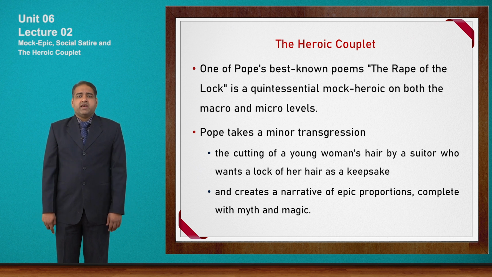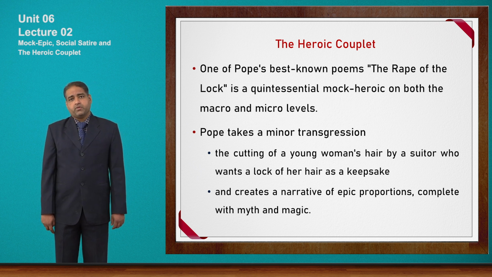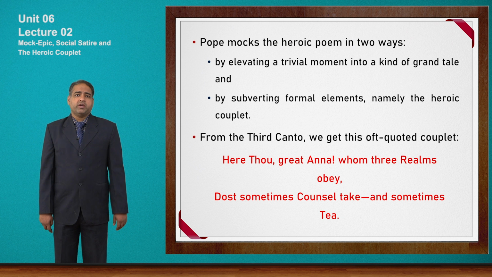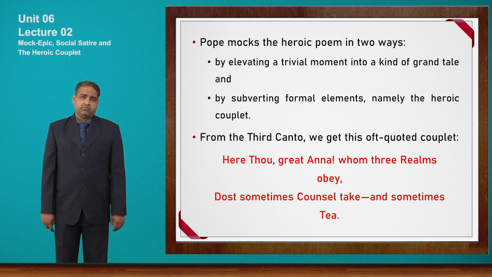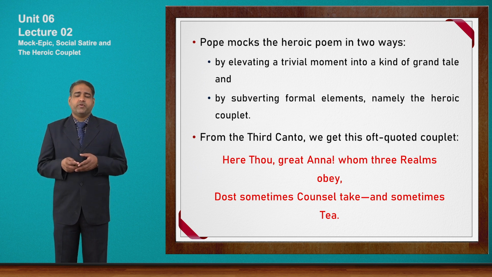Pope takes a minor transgression, the cutting of the young woman's hair by a suitor who wants a lock of her hair as a keepsake, and creates a narrative of epic proportions, complete with myth and magic. Pope mocks the heroic poem in two ways. So, friends, we can see what those two ways are through which Pope is mocking this heroic poem.